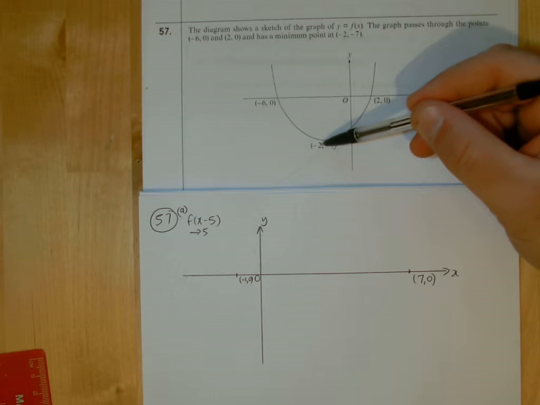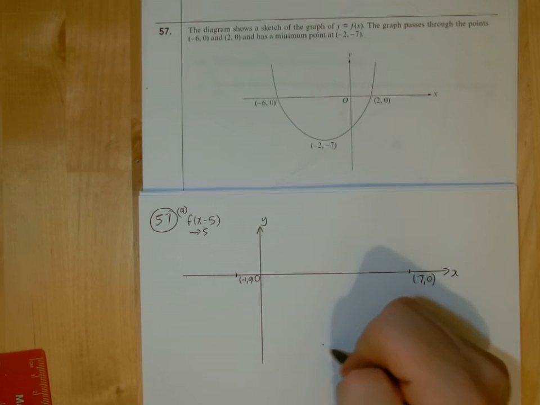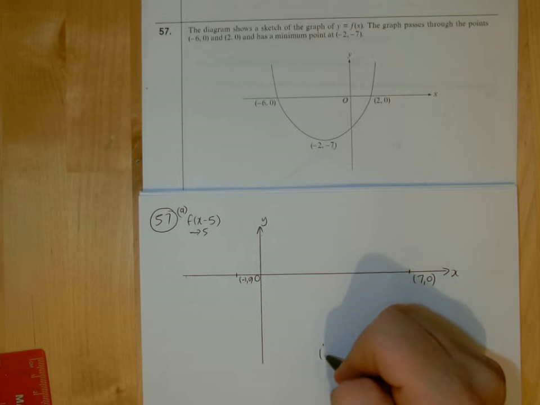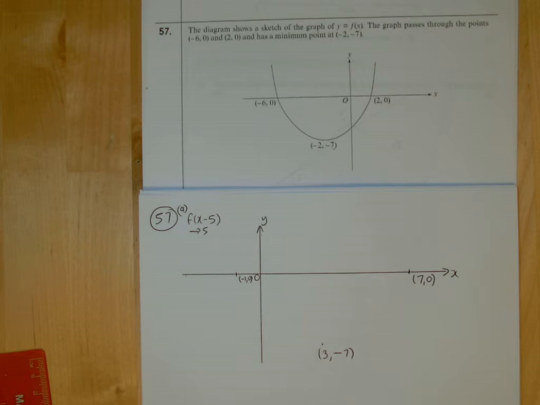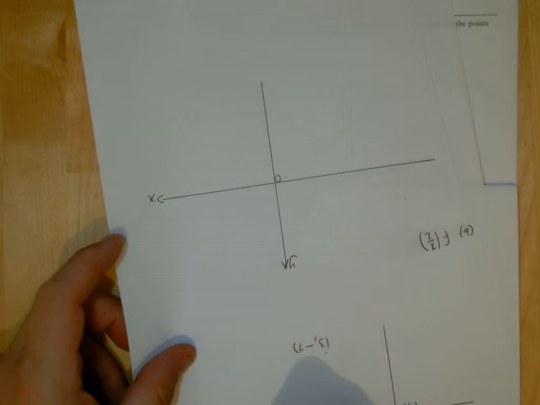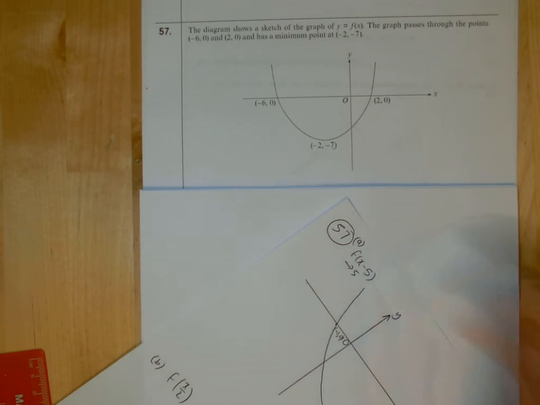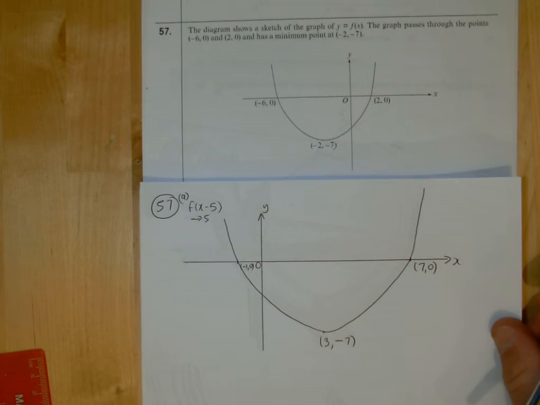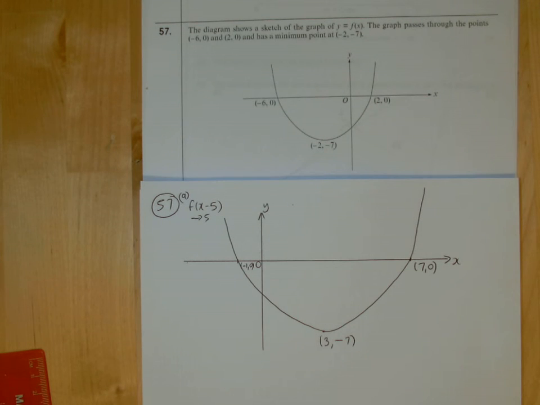but if I add 5 onto that, I'll get 3, okay, so 3, -7 will be my minimum. So once I've got the coordinates in place, turn it around and we're going to just sketch this then as best as I can. And there we've got our shape shifted 5 to the right.